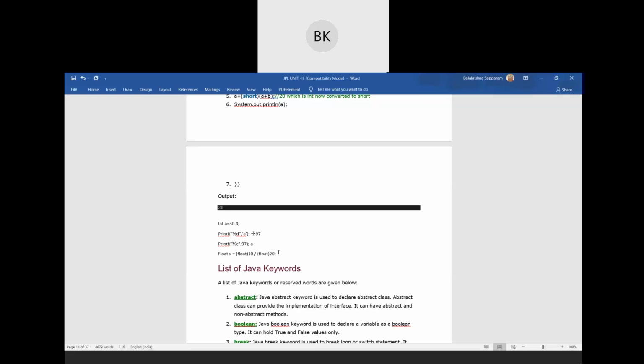The user can convert by using some syntax. That is, the data type is in the parentheses. That is called typecasting.